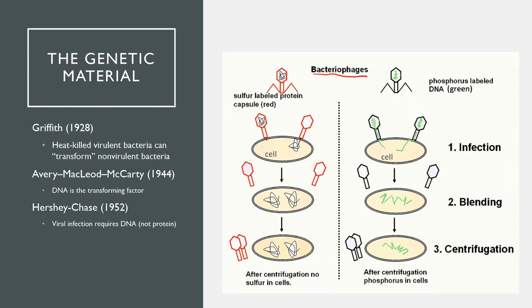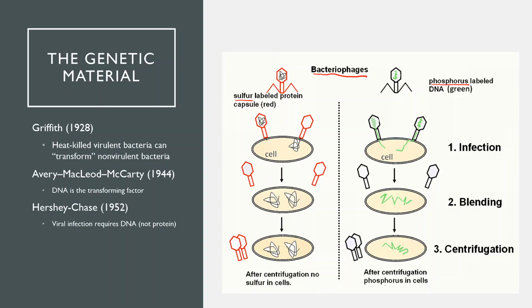So to figure out which it was, Hershey and Chase did an experiment where they grew viruses in a medium that contained either radioactive isotopes of sulfur or radioactive isotopes of phosphorus. And the reason they chose those 2 elements is that sulfur is found in proteins. So we know that sulfur can be part of at least 2 amino acids, right? Methionine and cysteine, but not in any nucleotide. So there are no nucleotides that normally contain sulfur.